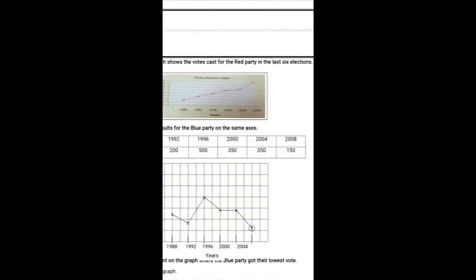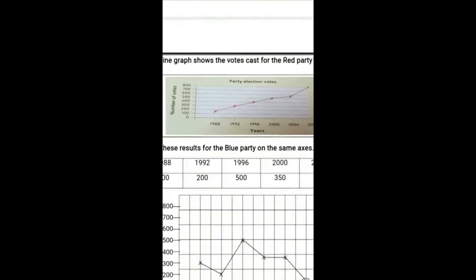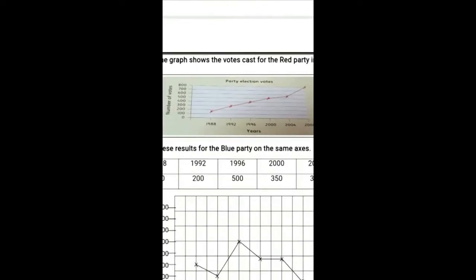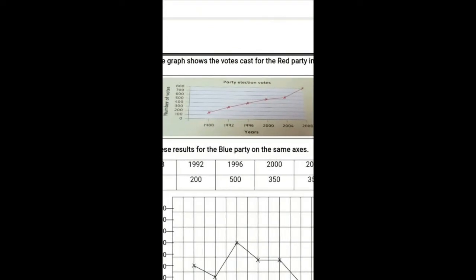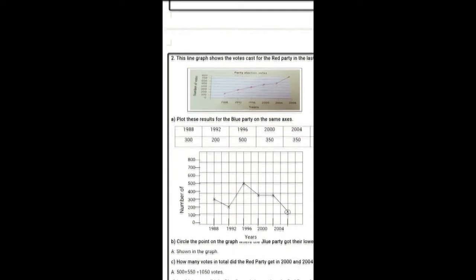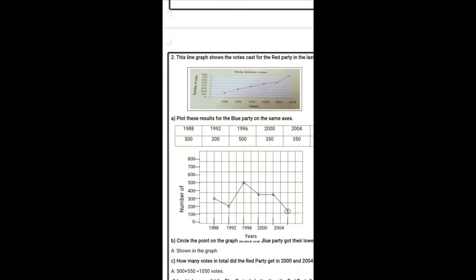The line graph shows the votes cast for the Red Party in the last 6 elections. As you can see, for the Red Party in 1988, 92, 96, 2000, 2004, 2008, the numbers are steadily going up. Popularity is going up. A number. Plot these results for the Blue Party on the same axes. It means another line you have to draw for 88, 92, and they say this is blue color. So I have drawn a new line.